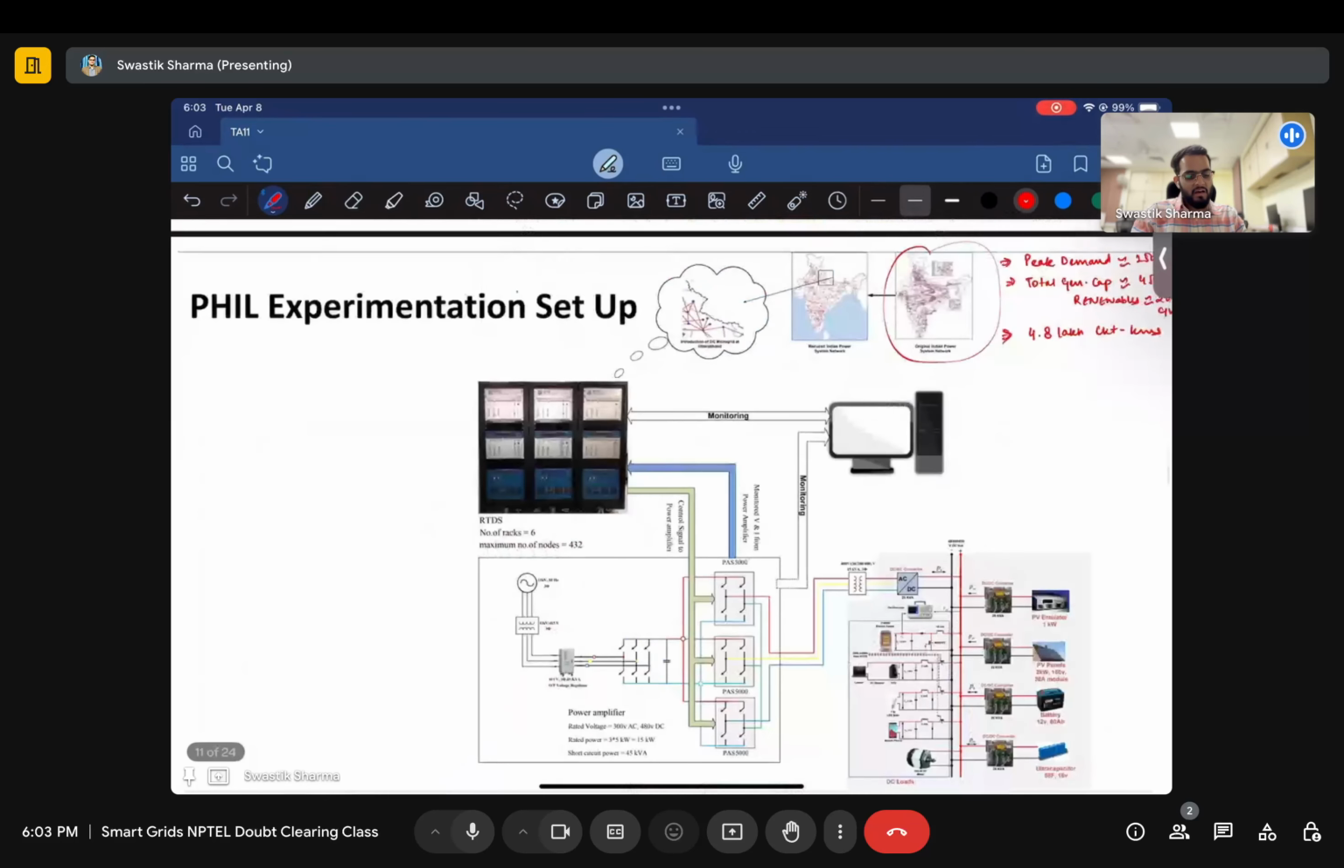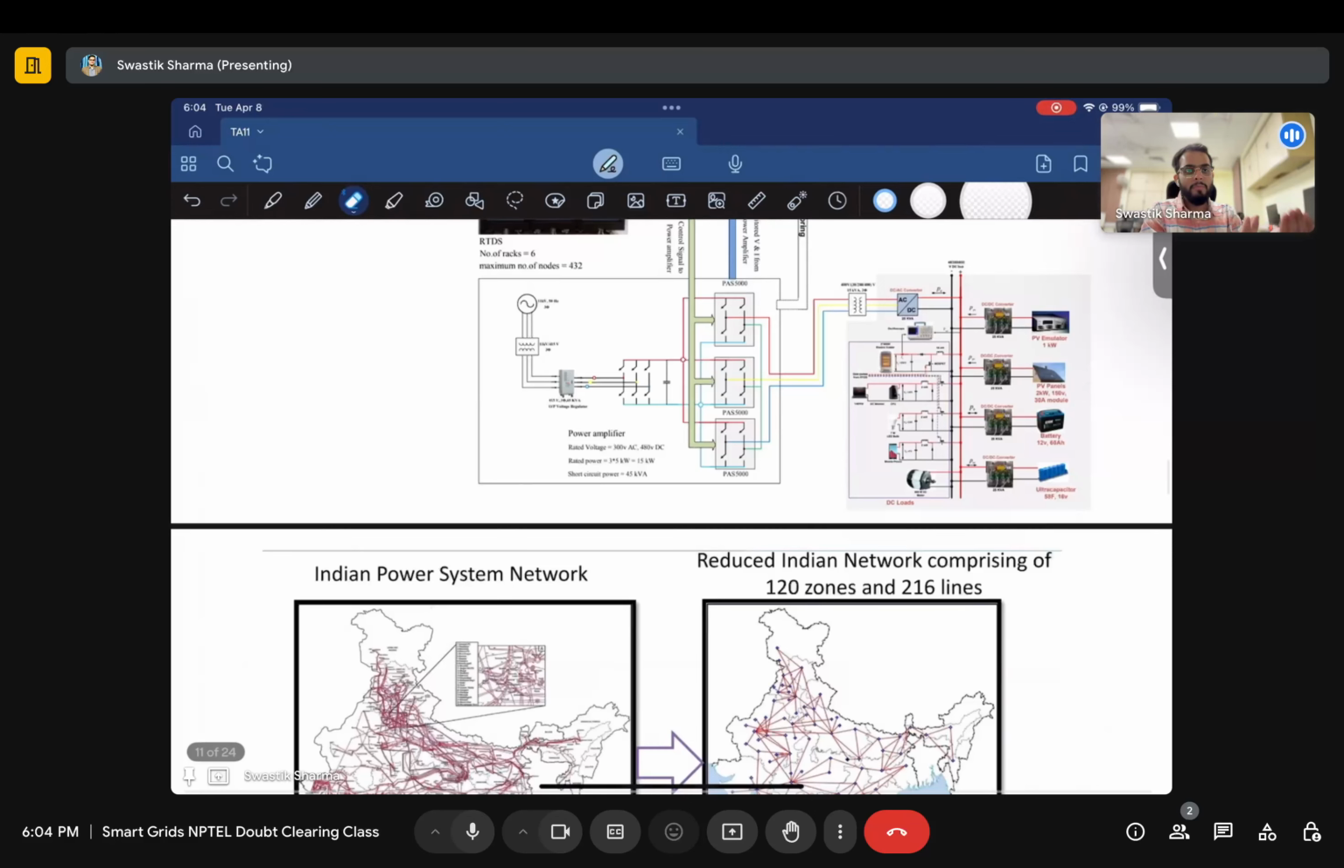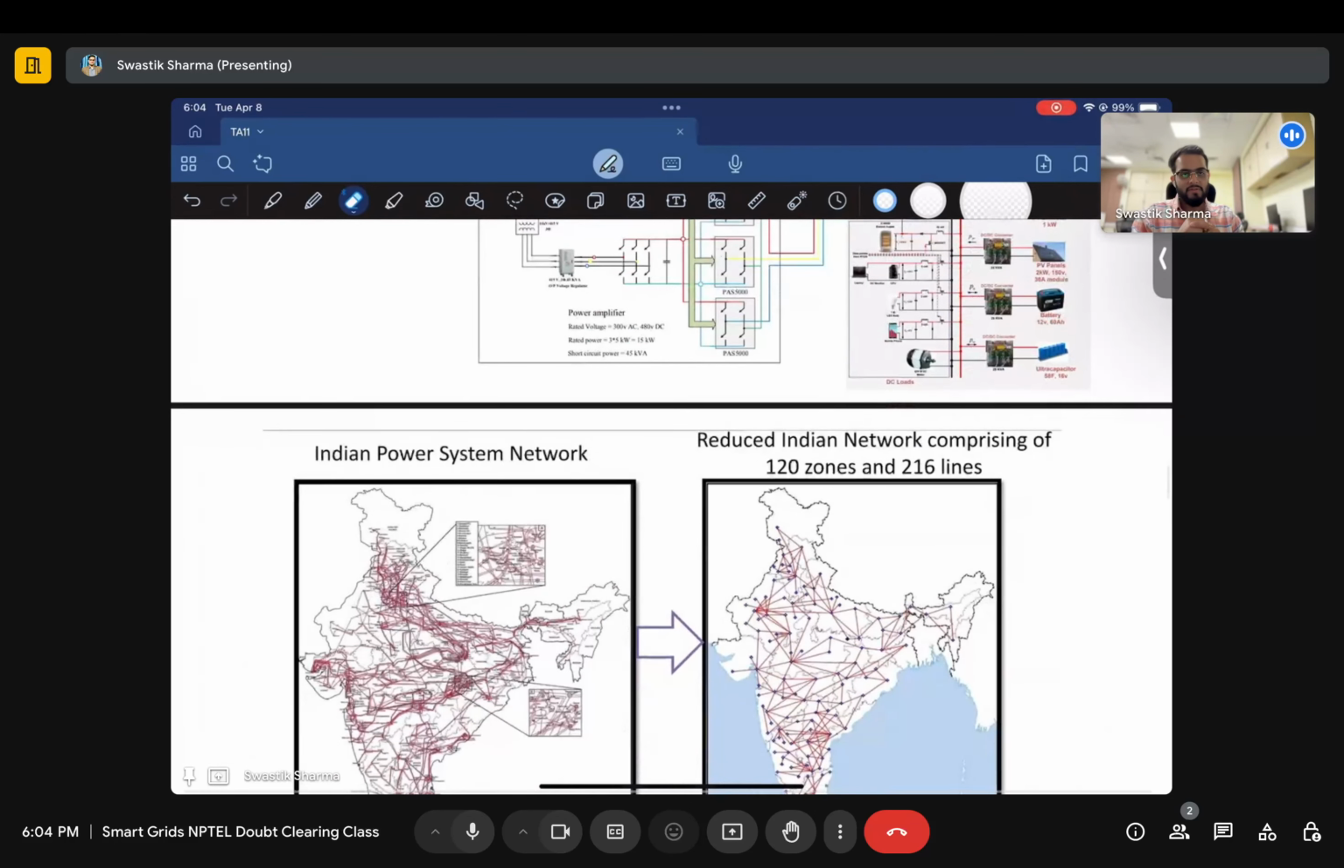Instead of having a huge number of lines, you can have a lesser number of lines. So let's say, for example, if I take the 2013 data that the sir had, they had around 6,034 buses, right? And 6,034 buses are huge. So what you do is you reduce the order to 120 buses. And that makes sense. It will give you computationally tractable solutions, right?